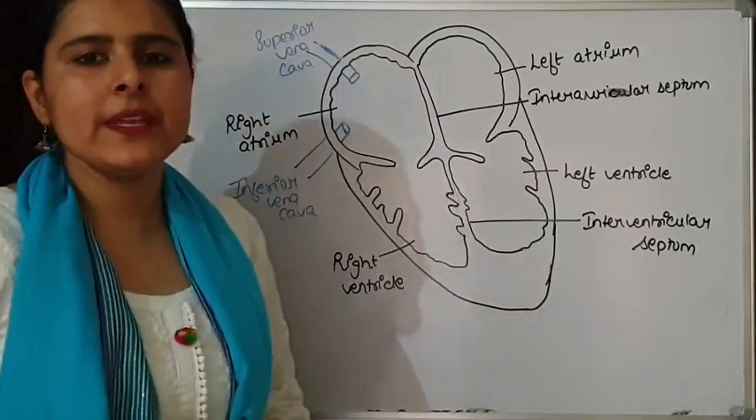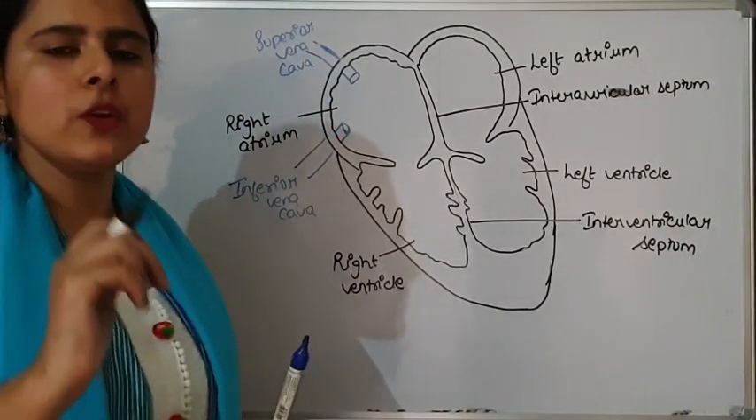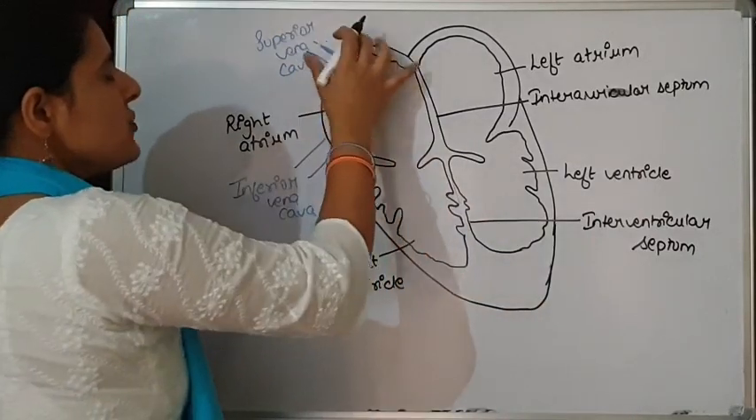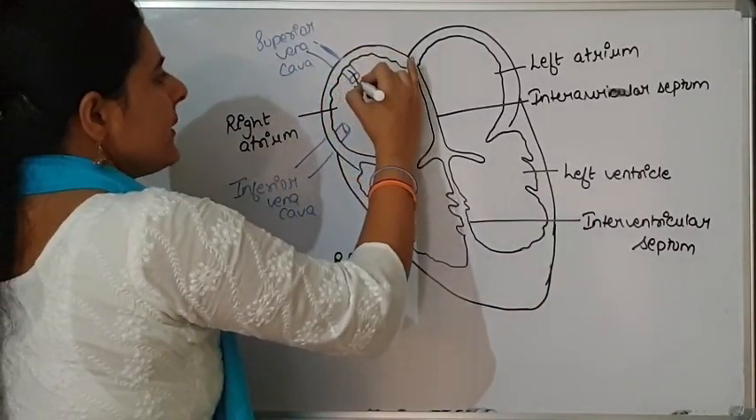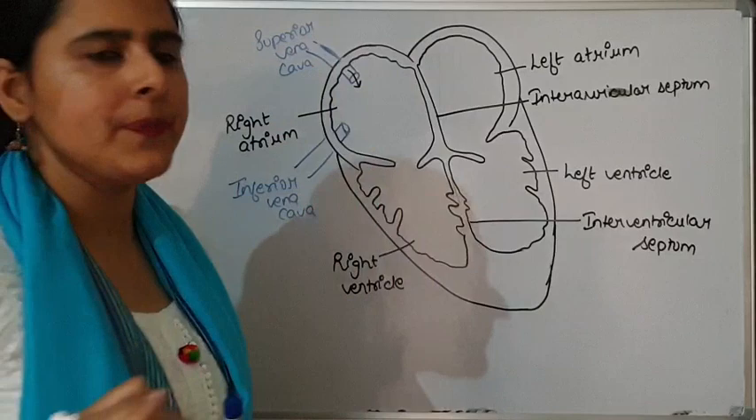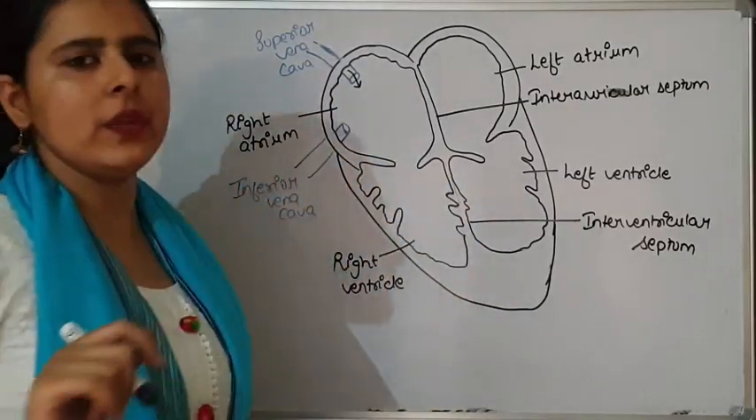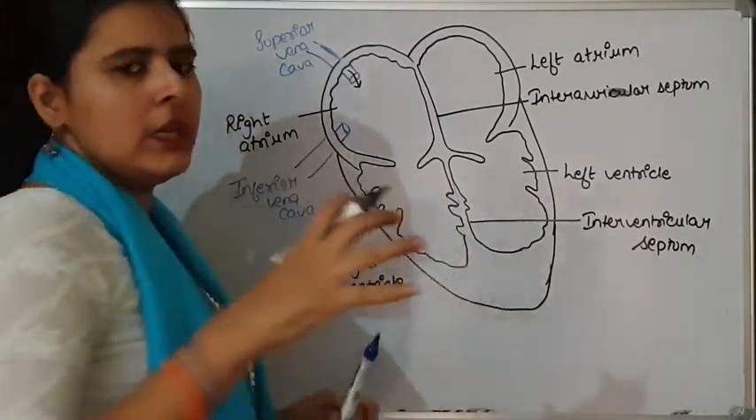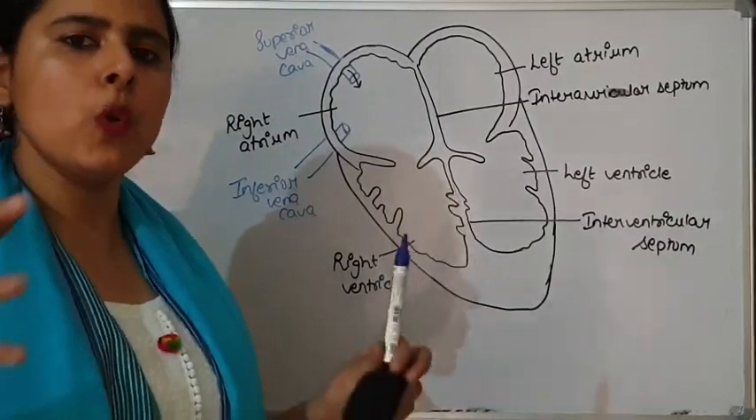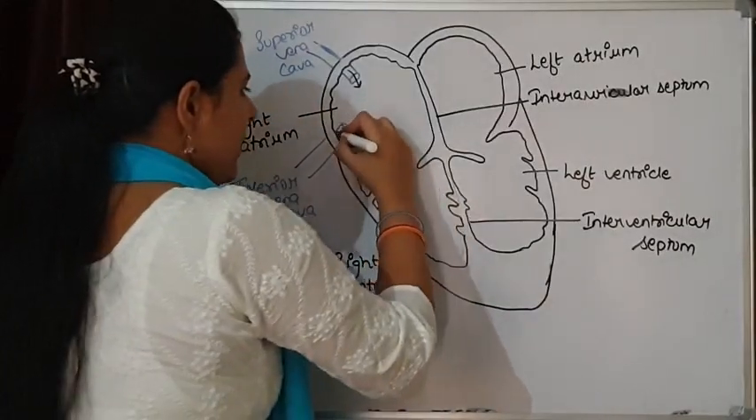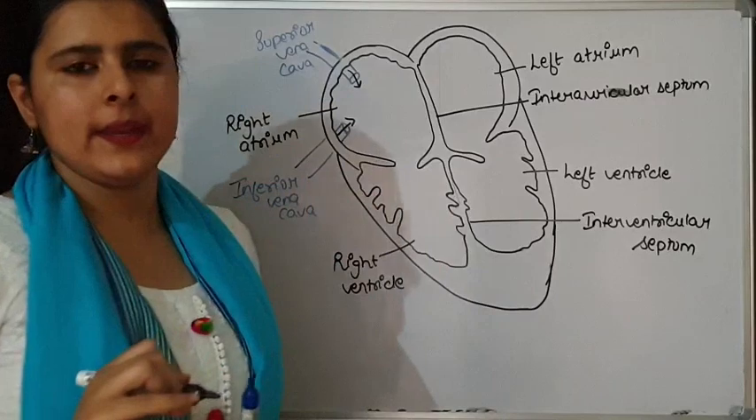Function of the superior vena cava is to collect deoxygenated blood from upper parts of the body and pour it into the right atrium. The function of the inferior vena cava is to collect deoxygenated blood from lower parts of our body and pour it into the right atrium.